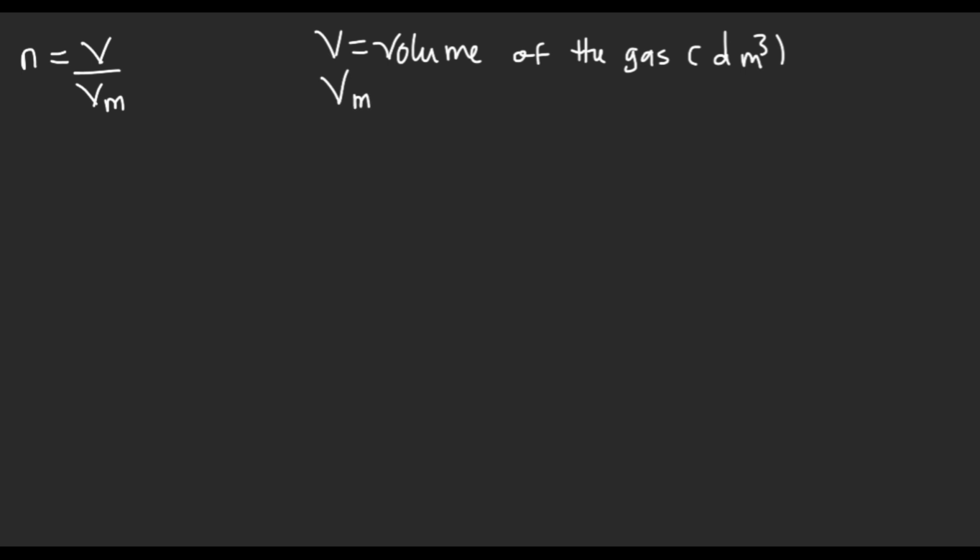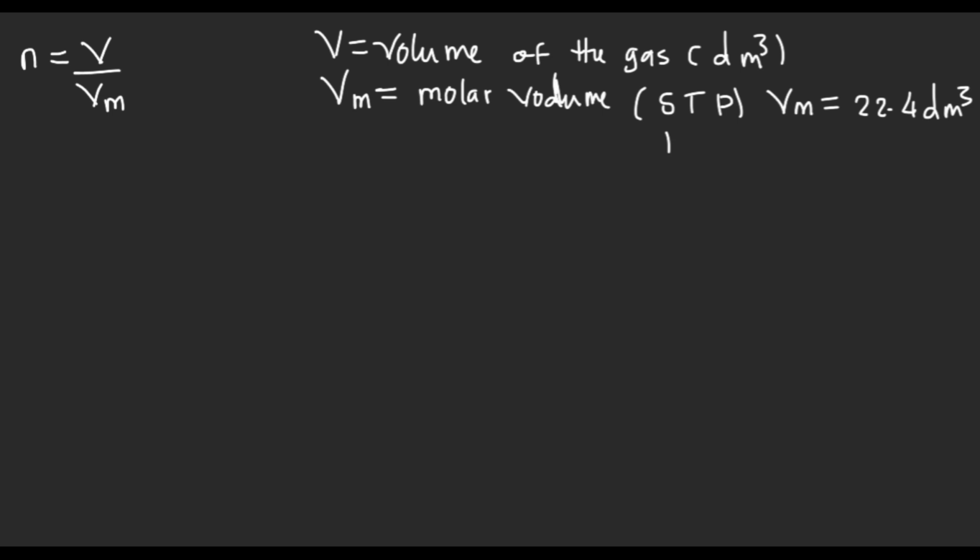Then Vm, this is the molar volume. For this one, it's given under the condition. So if the condition is STP, then Vm is equal to 22.4 decimeter cubed. If the condition is RTP, then Vm is 24 decimeter cubed.